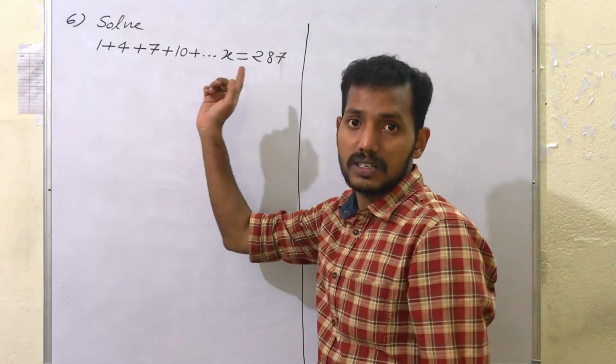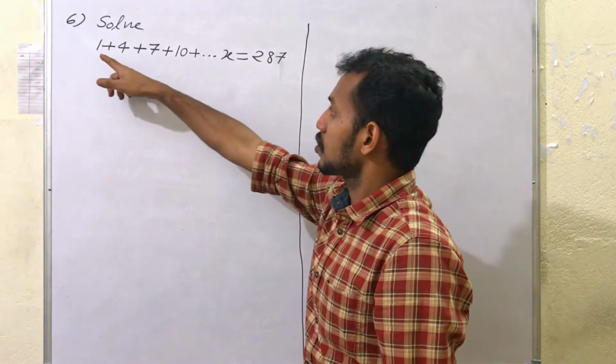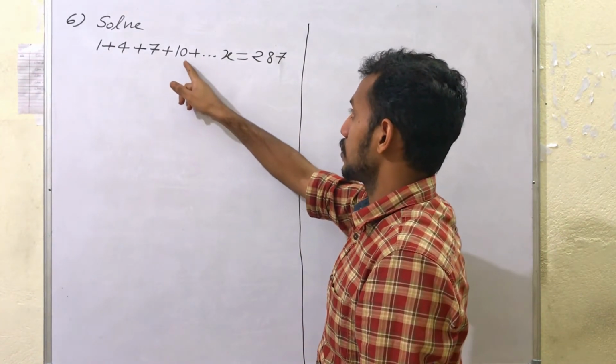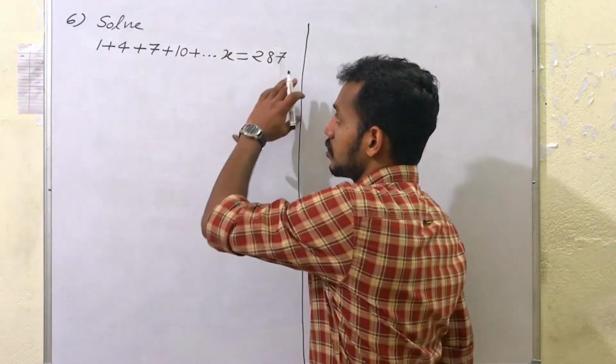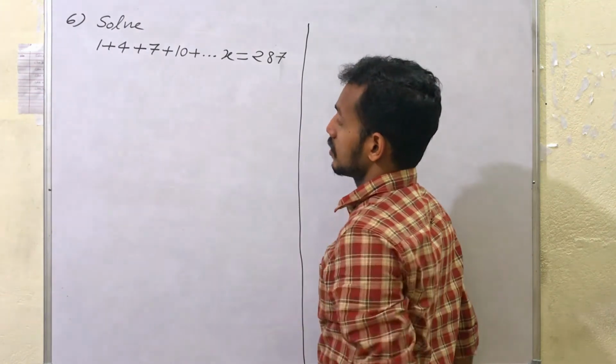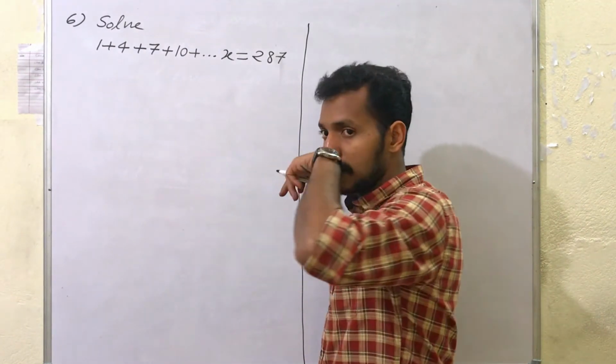The previous question was a formal question. This is also a formal question. So 1 plus 4 plus 7 plus 10 plus x is equal to 287. We need to solve this series so that we will get the value of x. x is the last term of this series.